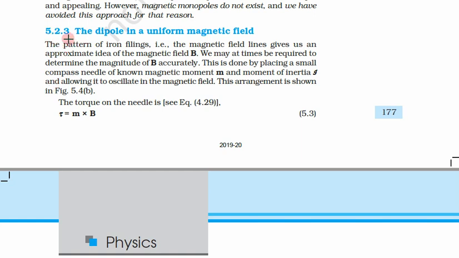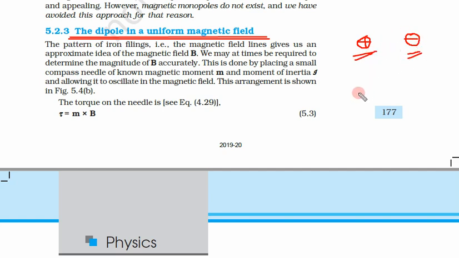Now we will see the case of a dipole in the magnetic field. If you remember, we have seen the case of a dipole in the uniform electric field. This time we will see a case of a dipole in a uniform magnetic field. But the only difference is that previously that was a dipole made of positive and negative charges. This time this dipole is not a dipole of charges.